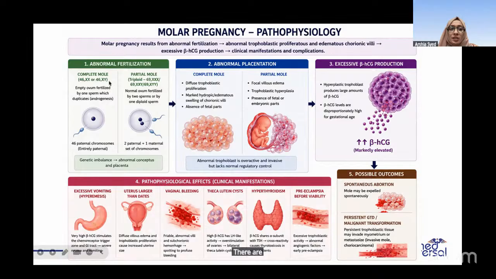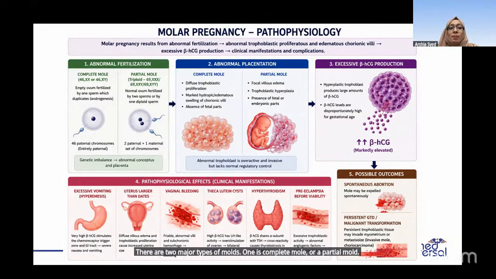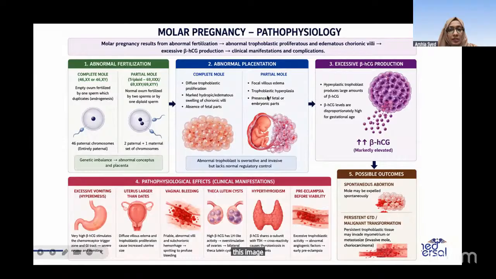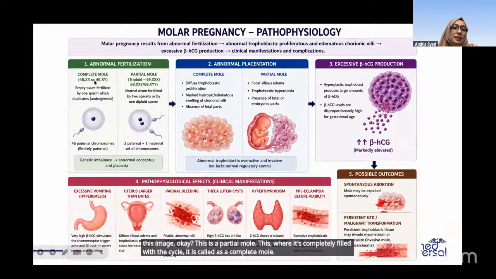There are two major types of moles: a complete mole or a partial mole. It is called a complete mole because it is full of vesicles. Partial is partially vesicles, partially the fetus. That is why it's called a partial mole. Half of it is mole and half of it is the fetus, like this image. This is a partial mole. Where it's completely filled with vesicles, it is called a complete mole.